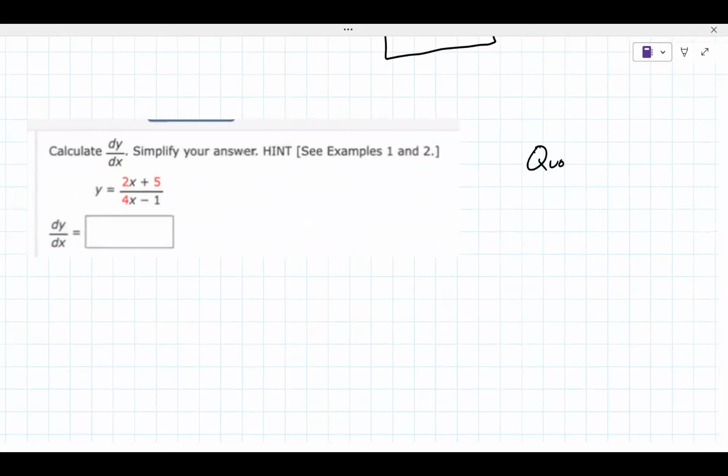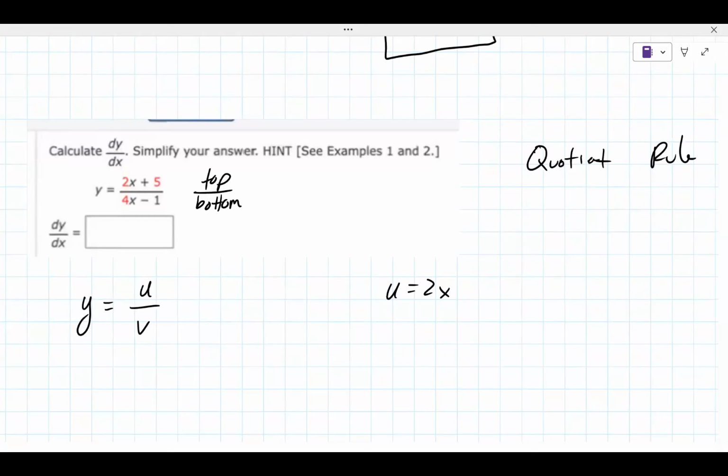Okay, so this is a quotient rule problem. It's a quotient because there's a top and a bottom. The way you'll see this written, I'm going to use u and v. u is 2x plus 5. v is 4x minus 1.